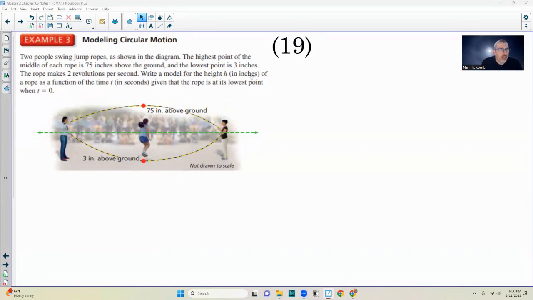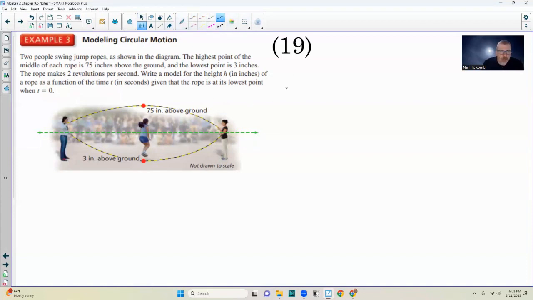Write a model for the height, h in inches, of a rope as a function of time, t in seconds, given that the rope is at its lowest point where t equals 0. So the rope oscillates between 3 inches and 75 inches above the ground. So a sine or cosine function may be an appropriate model for the height over time. That's the first thing. So it could be sine or it could be cosine.